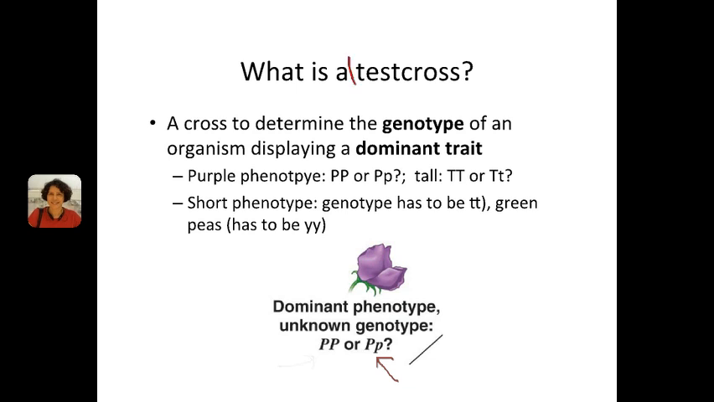So a test cross is a special cross that we can do to be able to determine what the genotype of such an individual is, an individual that is displaying a dominant trait. In other words, the question is, if the flowers are purple, how do you know if it's big P, big P or big P, little p? If the height is tall, is it big T, big T or big T, little t?